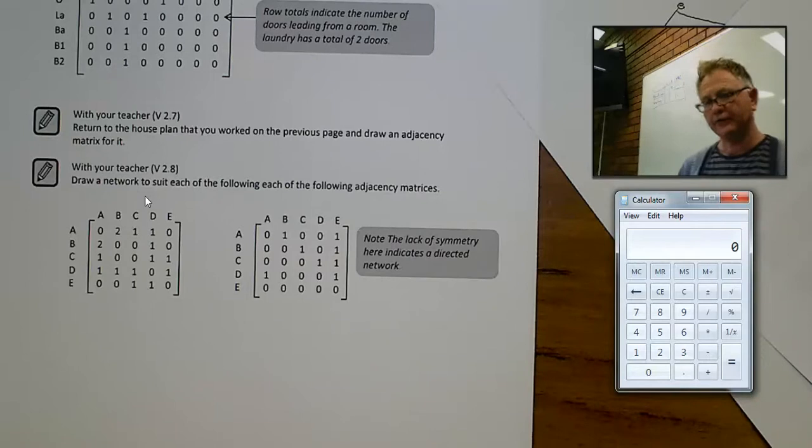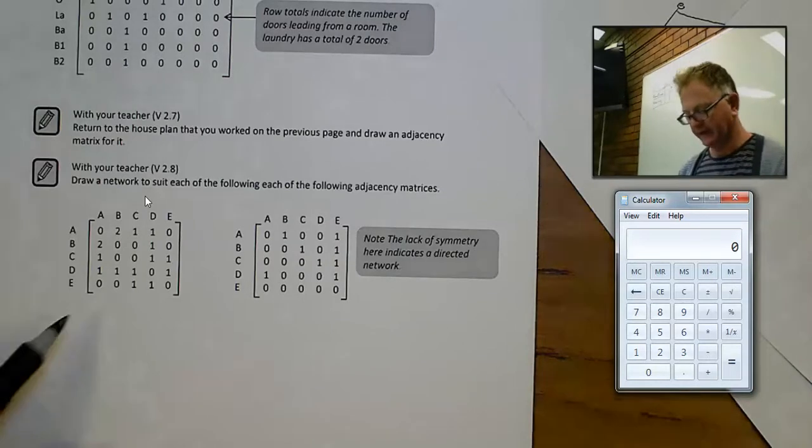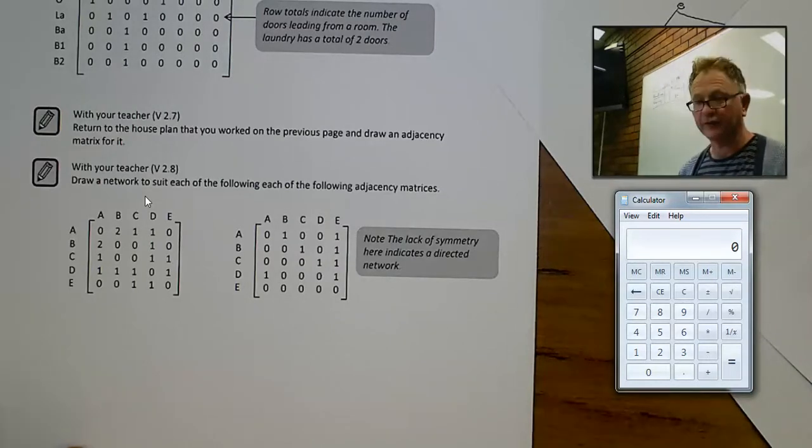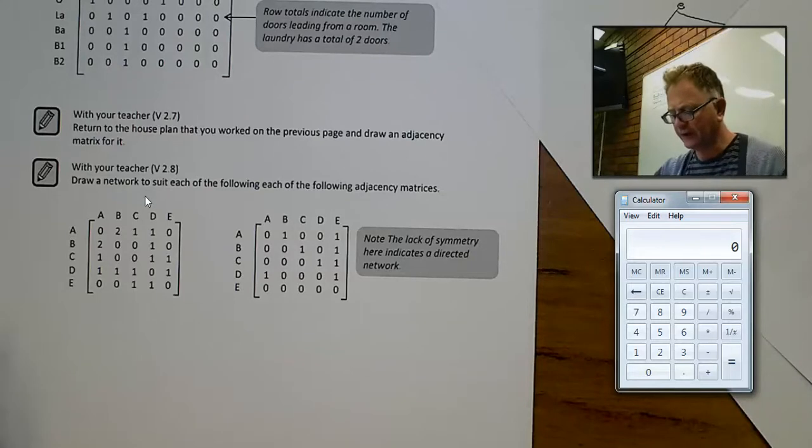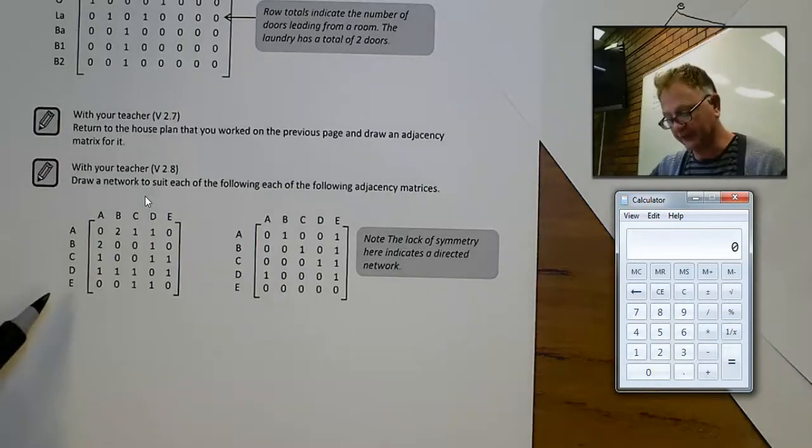Now we're going to try and do the reverse process. That is, given an adjacency matrix, we're going to try and draw a network that matches it. You really should first of all decide whether or not you've got a directed network. Now if this matrix has got a symmetry, then we know that it's an undirected network.